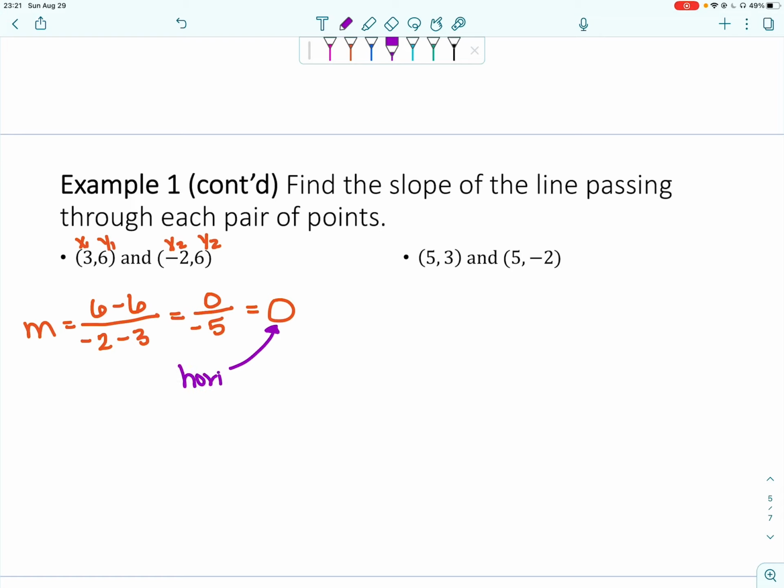So this is a horizontal line. And it's a horizontal line at y equals 6. You don't really need to know all that. You need to know that it's a horizontal line, though. That's what you need to know.